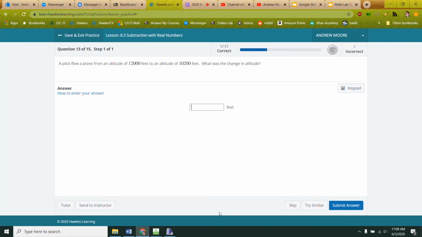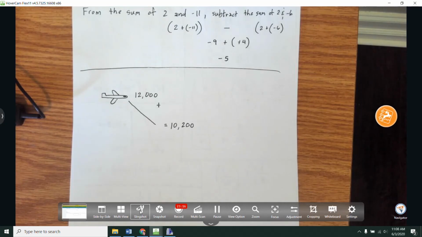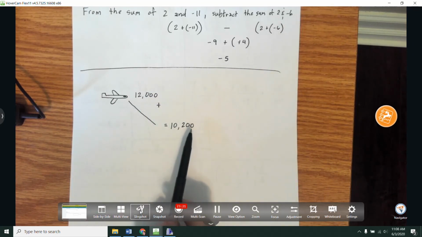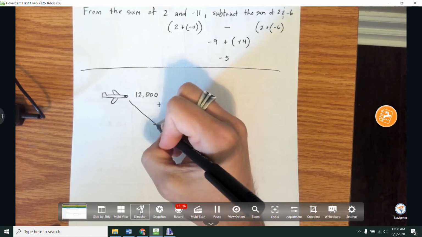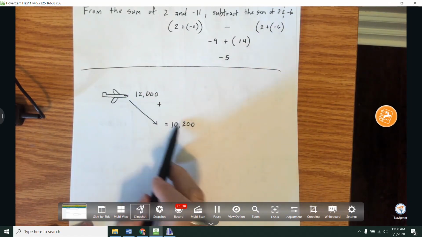A pilot flew a plane from an altitude of 12,000 feet to an altitude of 10,200 feet. What was the change in altitude? We started out at 12,000 feet and we ended up at 10,200. To go from that height to that height, we're certainly going to be descending down. We're trying to figure out what we're adding to get to this point.